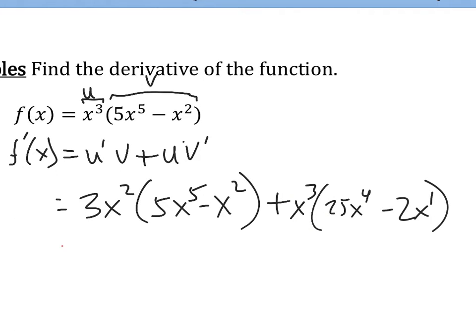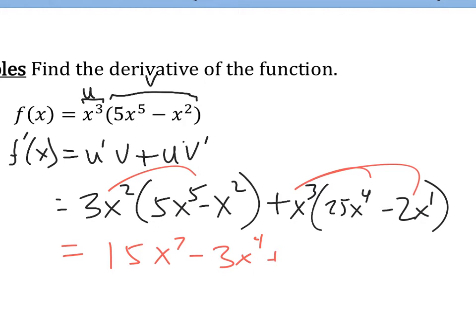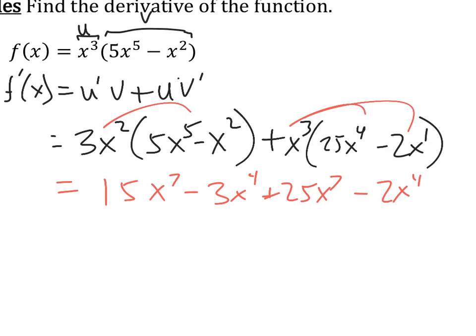one of the actual answers. Then we might have to simplify it. Let's see. This is 15x to the 7th. Remember, we add the exponents, right? 3x to the 4th. And we got 25x to the 7th minus 2x to the 4th. What does that come out to be? 15 plus 25, 40, x to the 7th. And minus 3 minus 2. Minus 5, x to the 4th. There it is.